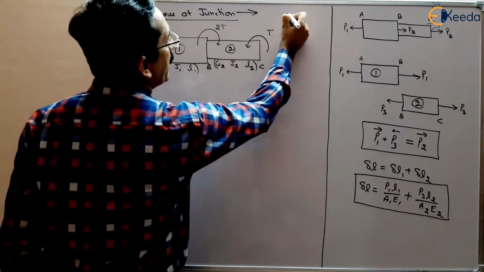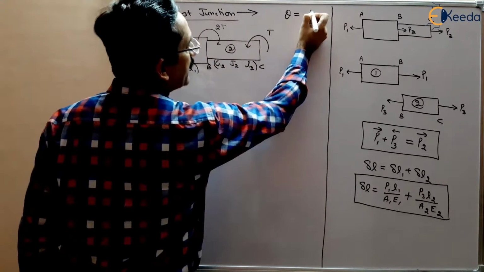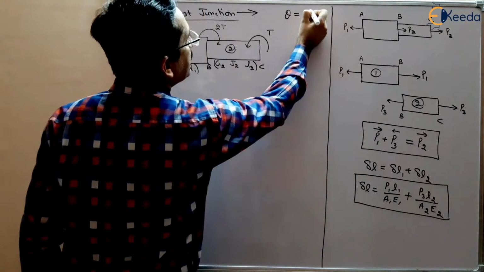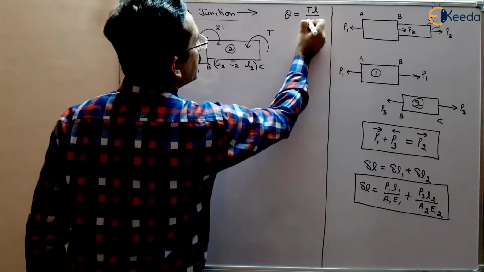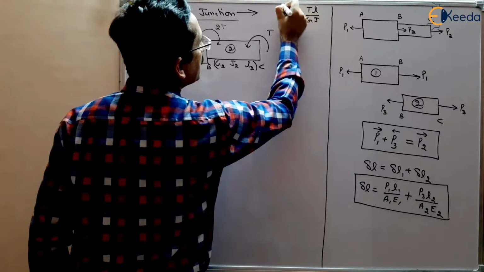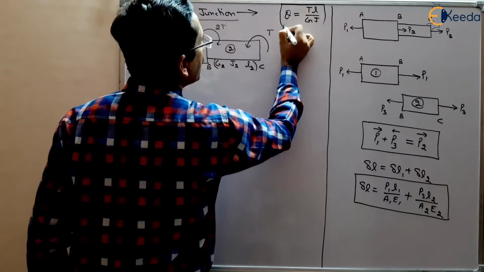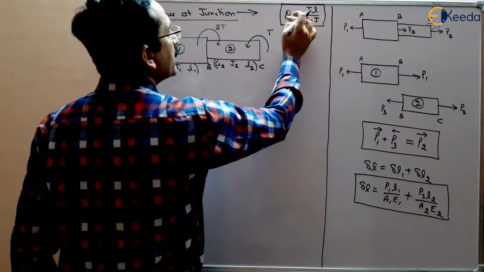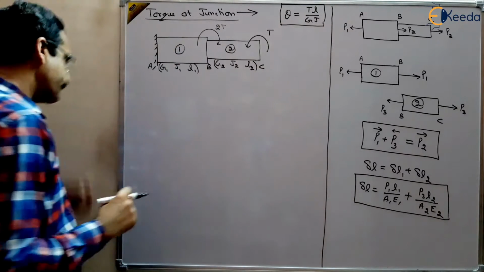And the angle of twist formula we know. What is the angle of twist formula? This is PL upon AE, it is TL upon GJ. Remember this, in the previous lecture we have done this. Theta, the angle of twist, is given by TL upon GJ.